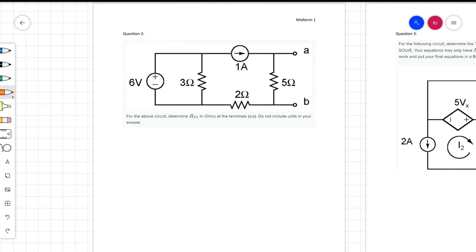We move on to question 2. In question 2, it says, for the circuit above, determine the Thevenin resistance in ohms at terminals A and B. Well, when I see a question like this, I should feel happy.